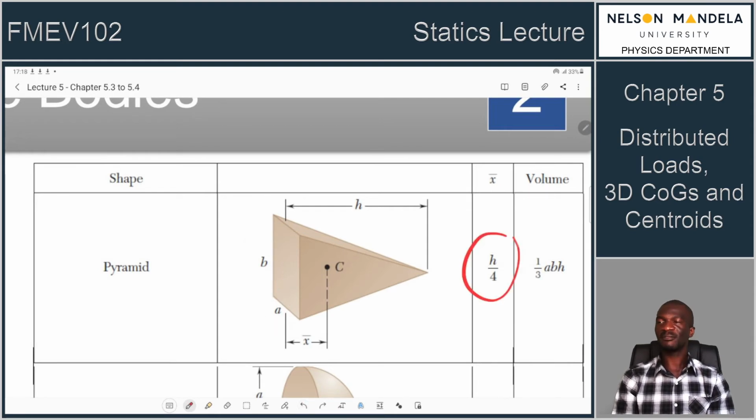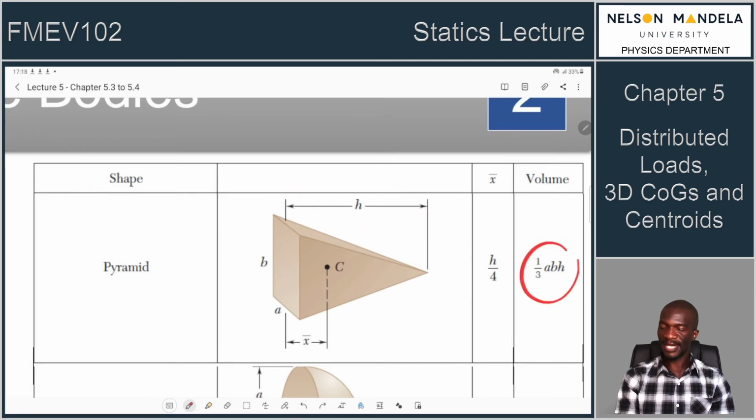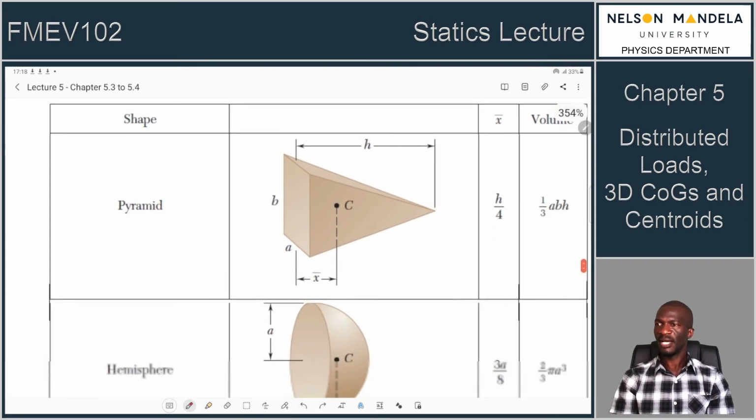Because the equation for your centroid, for example, is just h over 4. So we're already given it in tables, right? You don't have to start to calculate it. So if it's h over 4, then you need to identify that as your h, and your volume is given as a third of ABH. That's your A, that's one dimension of the pyramid. That's your B, that's the second dimension. And that's your H, which is the third dimension. So there we have our pyramid.